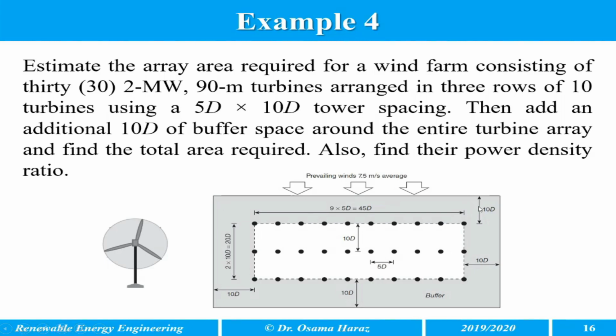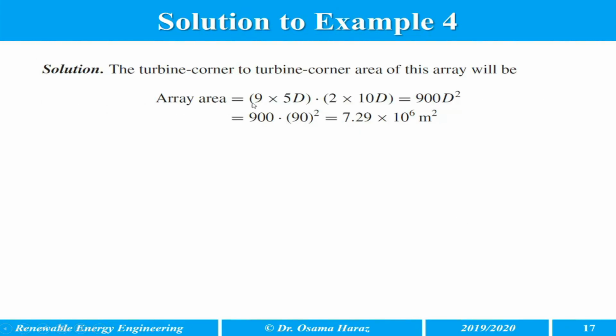So we are going to use the scheme we studied before. The area becomes, as we mentioned before, 9 times 5, 45D, times 2 times 10, 20D. So 45D times 20D gives you 900D squared. And we know that D equals 90, so 900 times 90 squared will give you this area in square meters. This is the area without buffer zone.